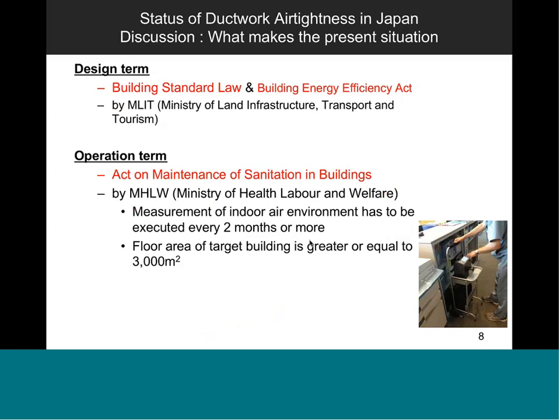First of all, in the design term, as I already mentioned, the Building Standard Law and the Building Energy Efficiency Act are given by the Ministry of Land, Infrastructure, Transport, and Tourism. So design specification values are checked or inspected by agencies, but as I mentioned, airtightness is not included. The reason is not so difficult because it is impossible to measure it during design time. That is the only reason, I guess.